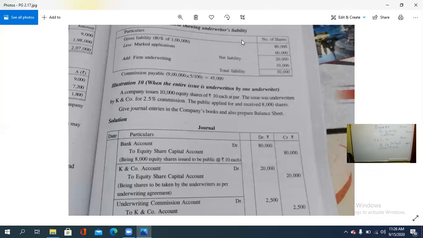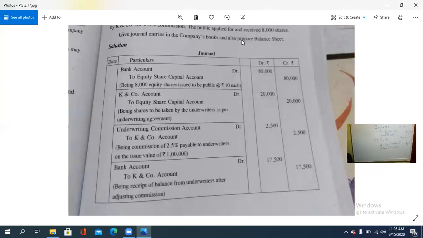ഇനി ഈ കമ്മീഷൻ ആർക്ക് പോകുന്നതാണ്? അണ്ടർറൈറ്റേഴ്സിന് കമ്മീഷൻ ഉണ്ട്. ആ അണ്ടർറൈറ്റേഴ്സിന്റെ കമ്മീഷൻ എന്താണ്? അണ്ടർറൈറ്റിംഗ് കമ്മീഷൻ. അപ്പൊ അങ്ങനെ കിട്ടുന്ന എക്സ്പെൻസസ്, അണ്ടർറൈറ്റിംഗ് കമ്മീഷൻ അക്കൗണ്ട് debtor to K and Company, that is how much? 2,500. How it is to be? Total share is 10,000 into 2.5%. How much? 250 into 10, that is 2,500.